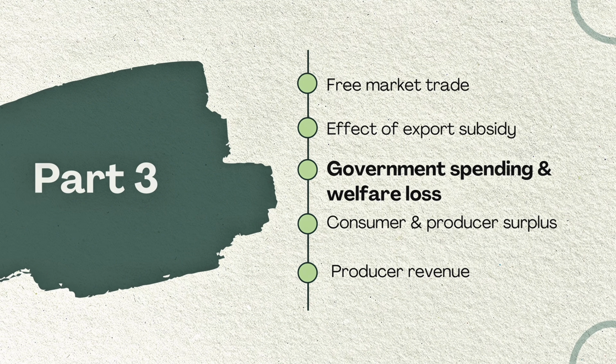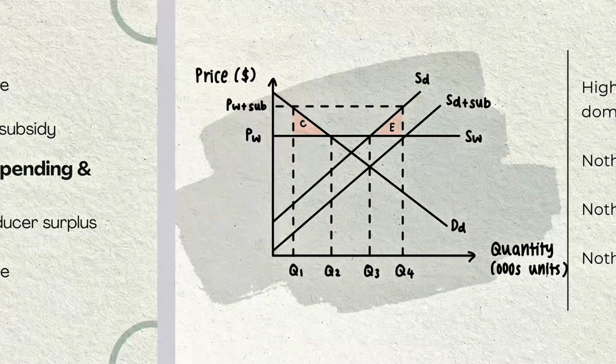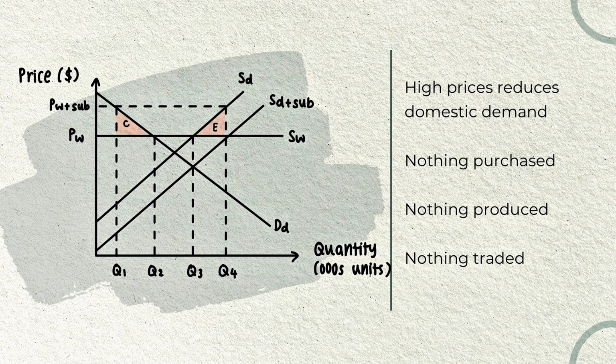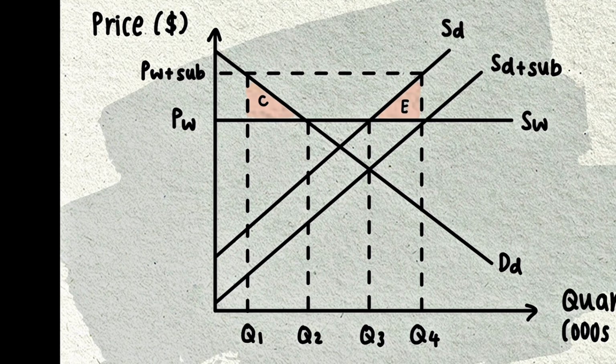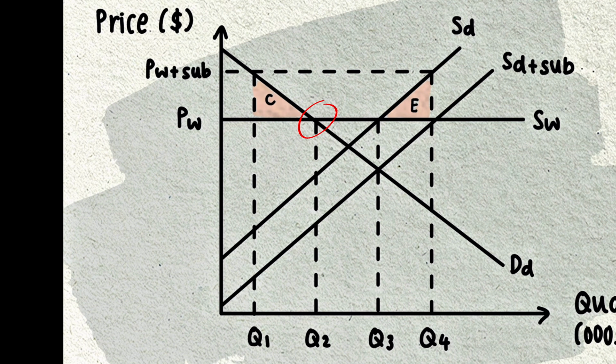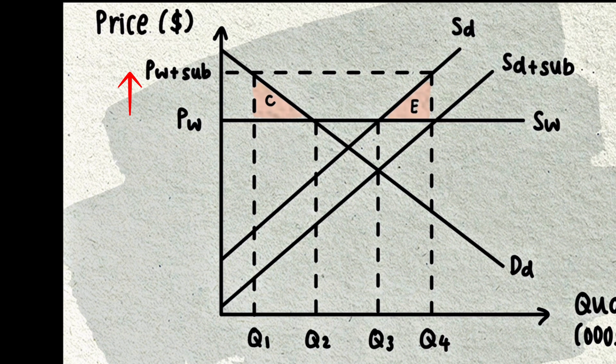In this section, we look at the government spending and the welfare loss. Here we are looking at Area C, as the higher prices of PW plus sub reduces the domestic demand from Q2 to Q1. Before the export subsidy that was given to producers which raised the price, these were efficient and mutually agreeable trades from buyers and sellers. And because of the increase in price, there'll be a reduction of demand from domestic consumers from Q2 to Q1, as these consumers are priced out completely, and for the buyers, no goods are produced or traded. This leads to a welfare loss.